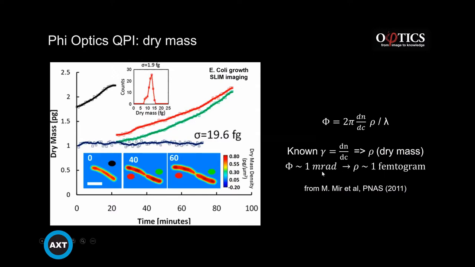And the sensitivity in the phase for SLIM and GLIM, which is about a milliradian, converts into a sensitivity to dry mass of about a femtogram. So in this case, as was shown in numerous papers, you can weigh a single cell if you choose that as your ROI, or you can weigh a number of cells or a population of cells if that is selected.